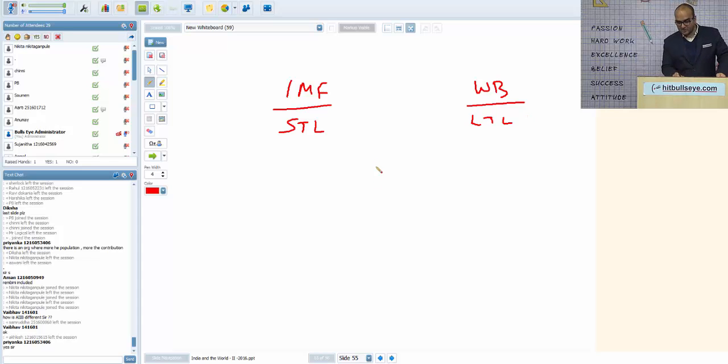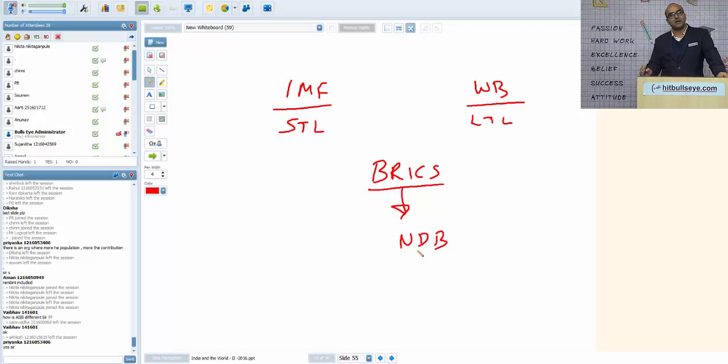Now, due to the rise of BRICS, the terms imposed by IMF and World Bank are not agreeable to these countries, right? So what BRICS has done now is raise a kind of competitor to these two institutions, that is called the New Development Bank, right? Also known as BRICS Bank, right? NDB is New Development Bank.